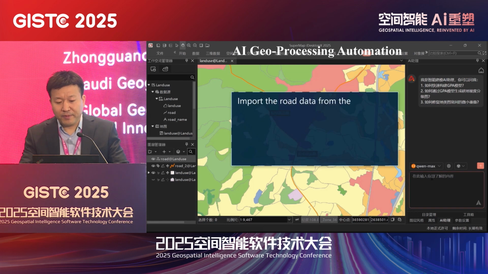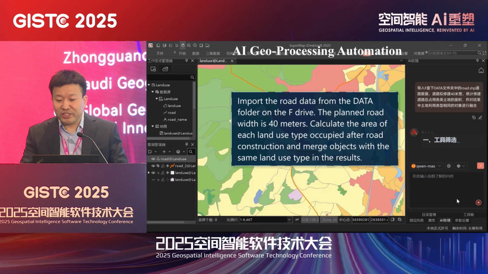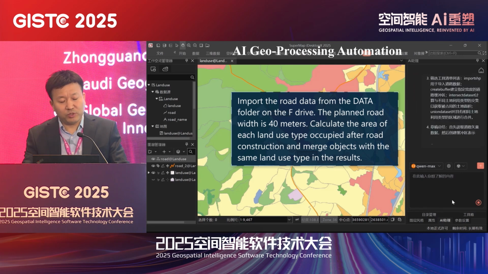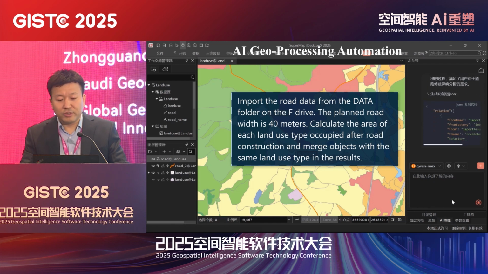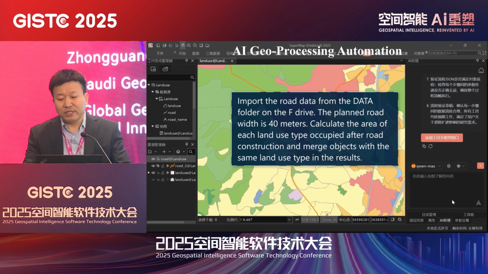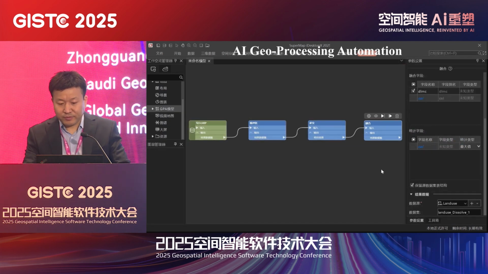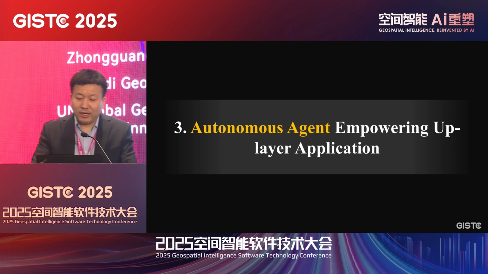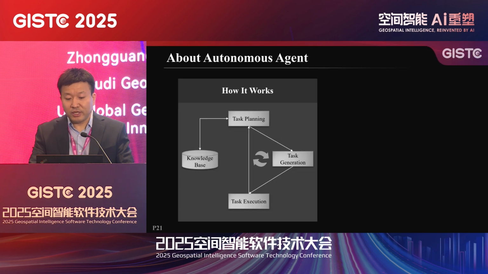Okay, here is a demonstration. A workflow agent can coordinate suitable geoprocessing automation models, and also it will give correct parameters to its tools. The video shows us how workflow agent helps us to do the road weighting tasks. Okay, then how does autonomous agent empower applications? What is autonomous agent?